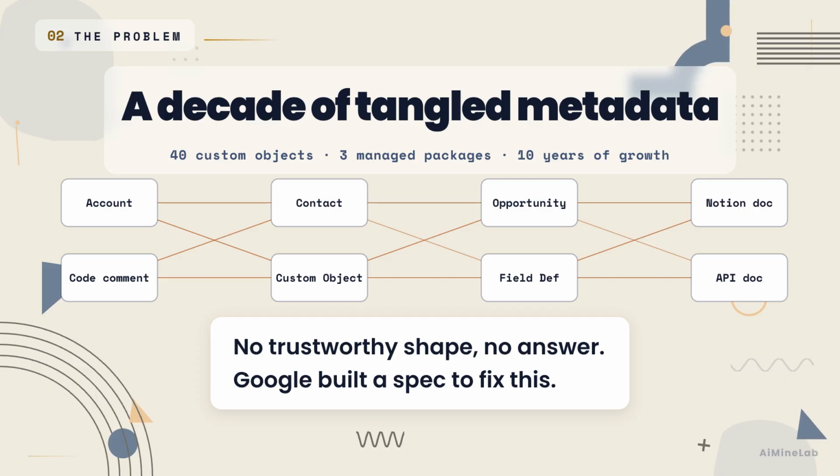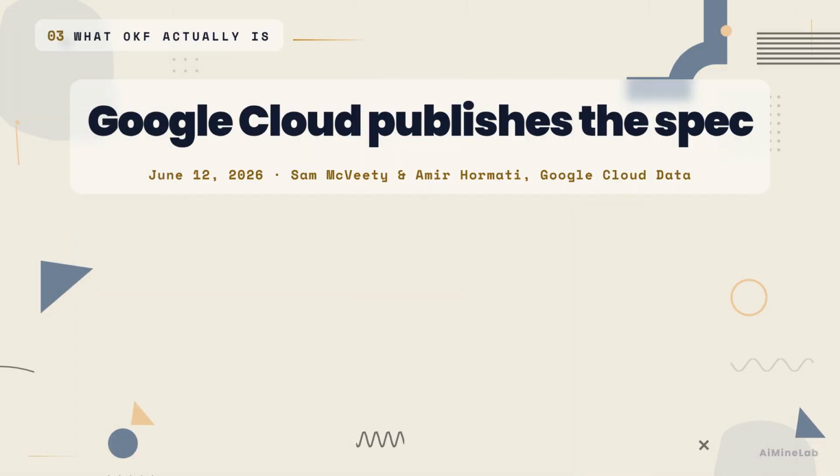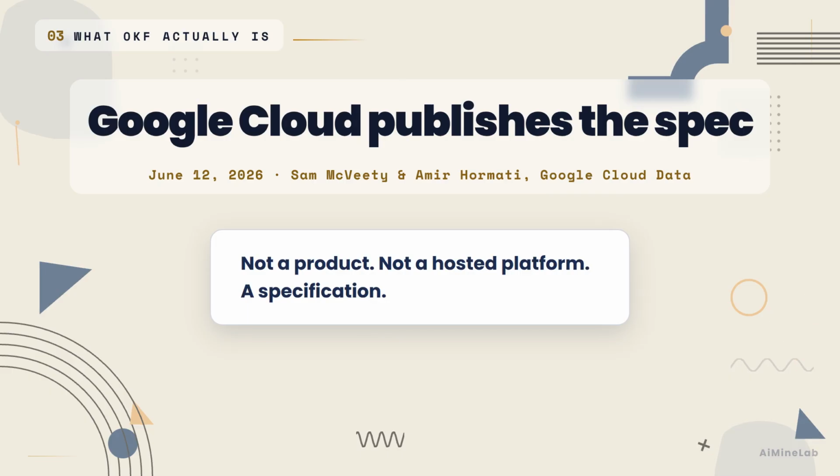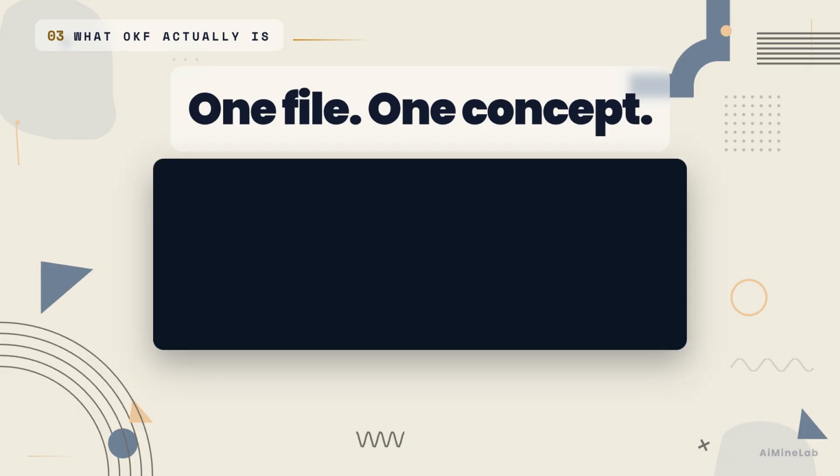That's the exact gap Google Cloud built a new specification to solve. On June 12, 2026, Google Cloud's data team, led by Sam McVitie and Amir Hormati, published the Open Knowledge Format. This isn't a product, and it isn't a hosted platform. It's a specification. Strip away the buzzwords, and here's the whole idea.